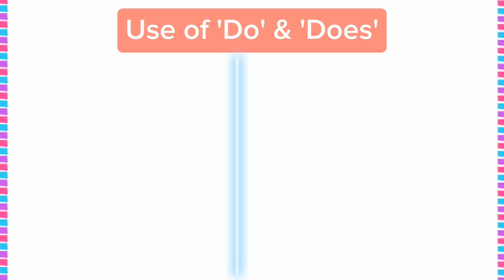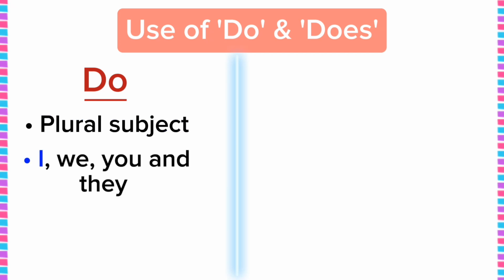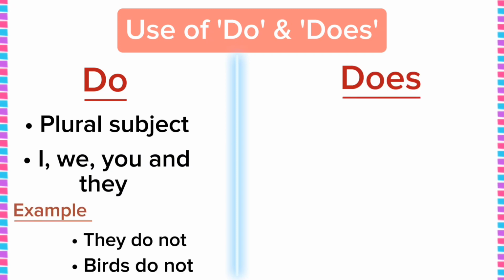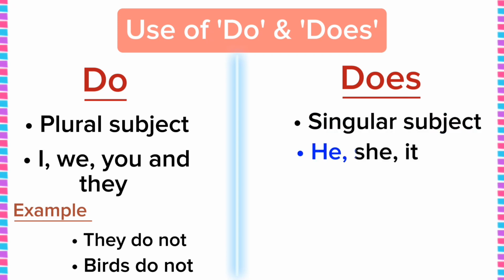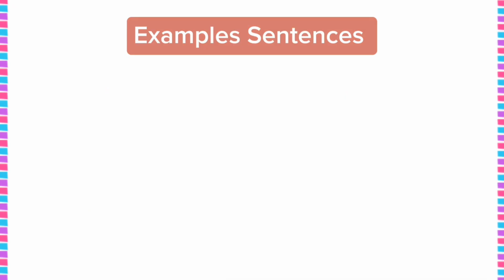Use of do or does. In the present indefinite tense, we use do for plural subjects and for the pronouns I, you, we, and they. For example, they do not. We use does for singular subjects and for the pronouns he, she, and it. For example, he does not. Jan does not.